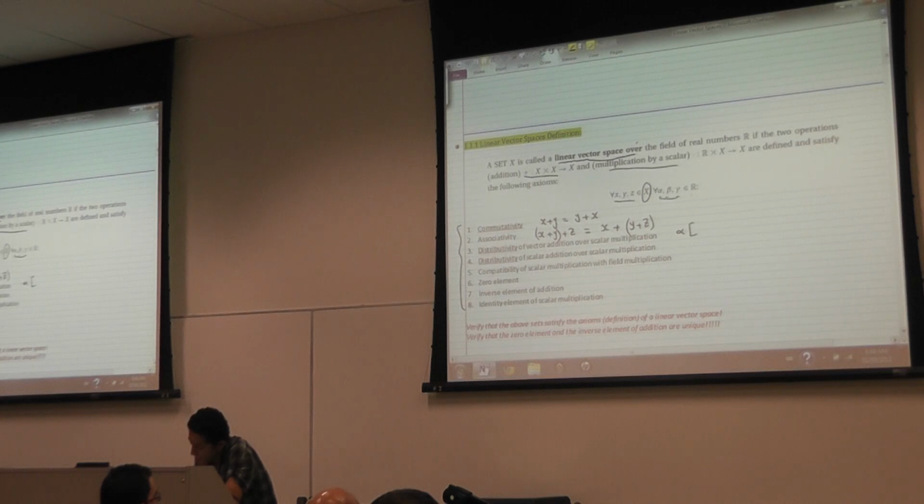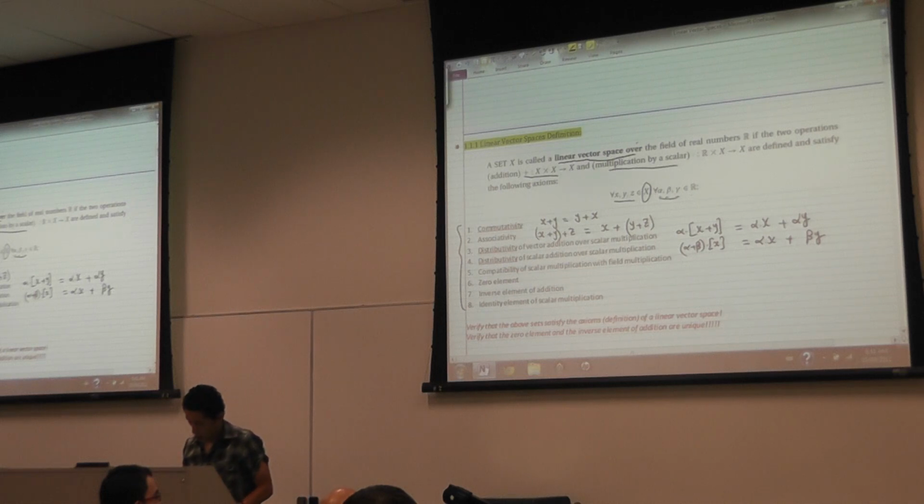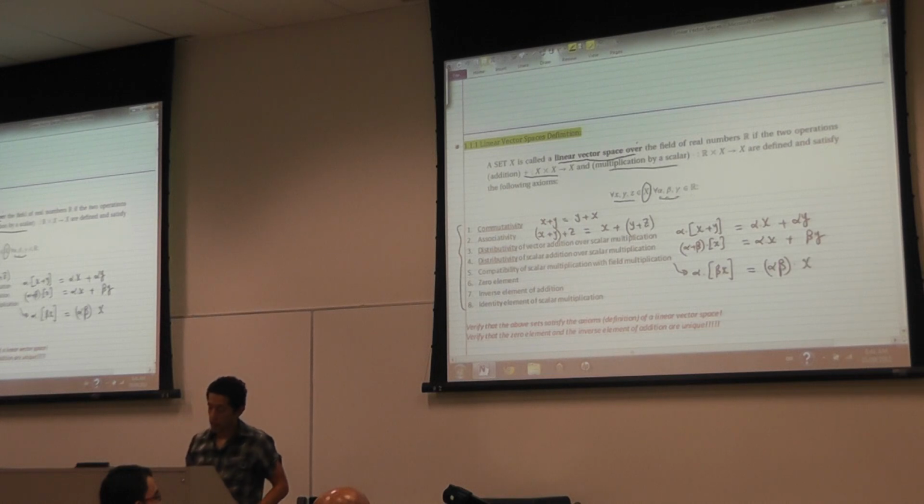If I multiply alpha, which is a real number, by two vectors, it's equivalent to multiplying alpha by the vector x plus alpha multiplying the vector y. If I have alpha plus beta, two real numbers, multiplied by the vector x, this is equal to alpha x plus beta x. If I multiply alpha by the vector beta x, this is equal to multiplying alpha by beta, and then the result multiplying it by x.